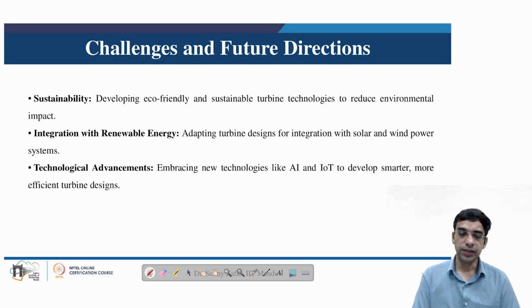Now let me mention the challenges and future directions. They include, in terms of sustainability, developing eco-friendly and sustainable turbine technologies to reduce environmental impact. We would also like to integrate the turbines with renewable energy by adapting the designs to integrate renewable sources of energy like solar or wind power. In terms of technological advancements, turbine design, manufacturing and operation may also need to embrace new technologies like artificial intelligence and the Internet of Things, to develop smarter and more efficient turbines.